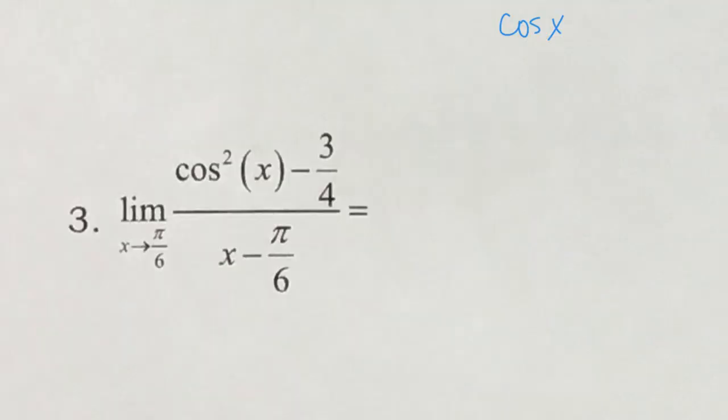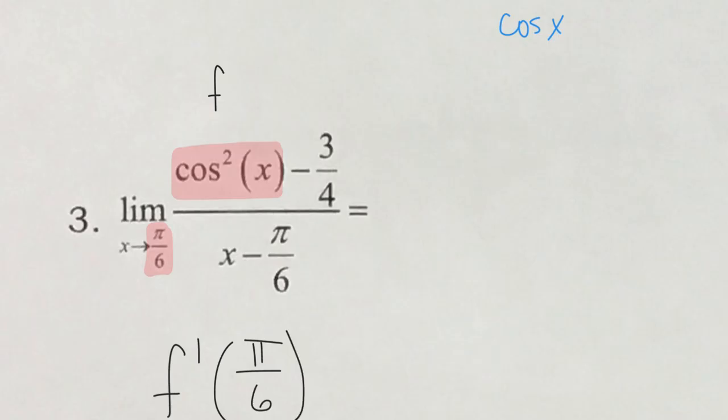Number 3, this is another one of those things you need to recognize. Okay? Because we're not going to do any quote-unquote math here. You need to recognize this as being, we need to take the derivative of this function, take the derivative here, and evaluate it at the point pi over 6. Okay? So if this is our function f, then we are taking the derivative of f, and we are evaluating it at pi over 6. That's what this whole entire question is asking us to do.